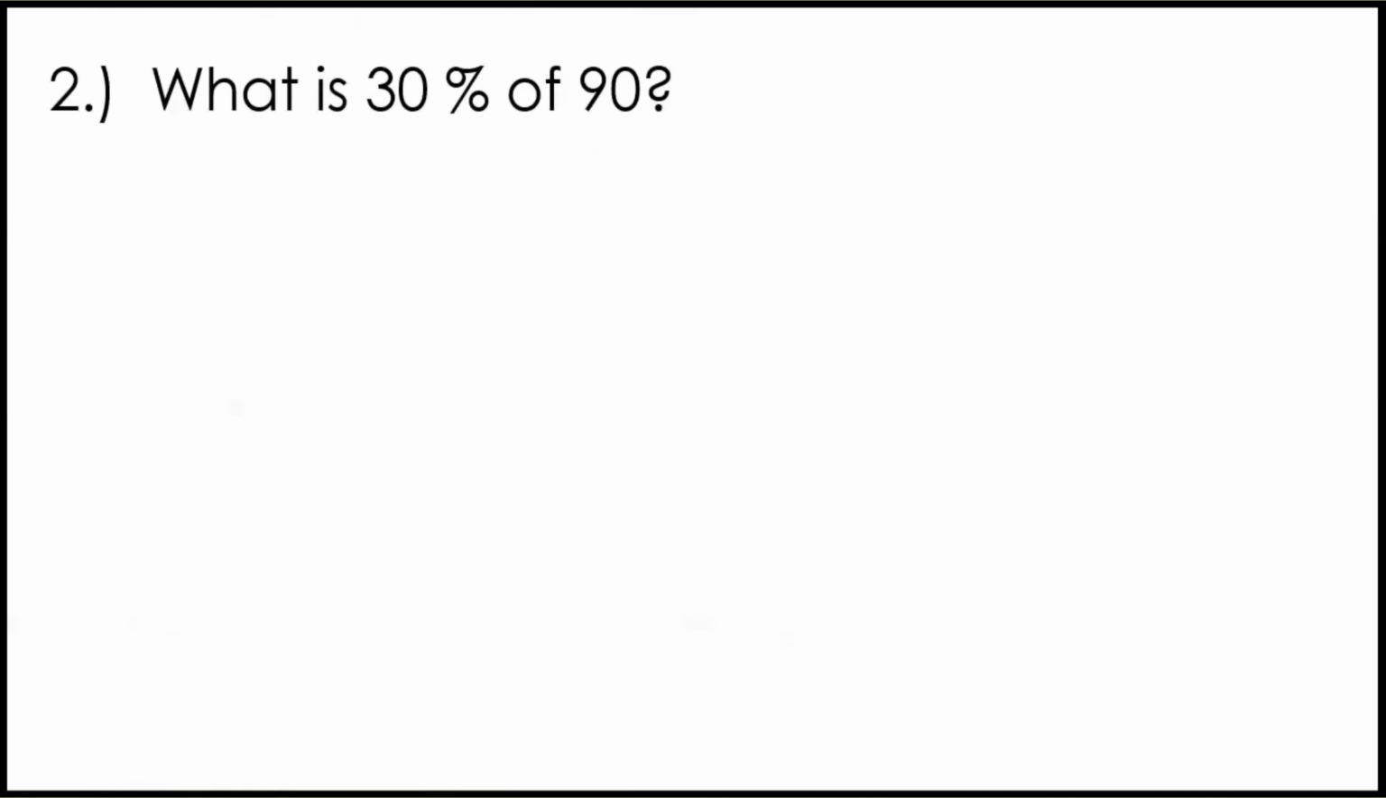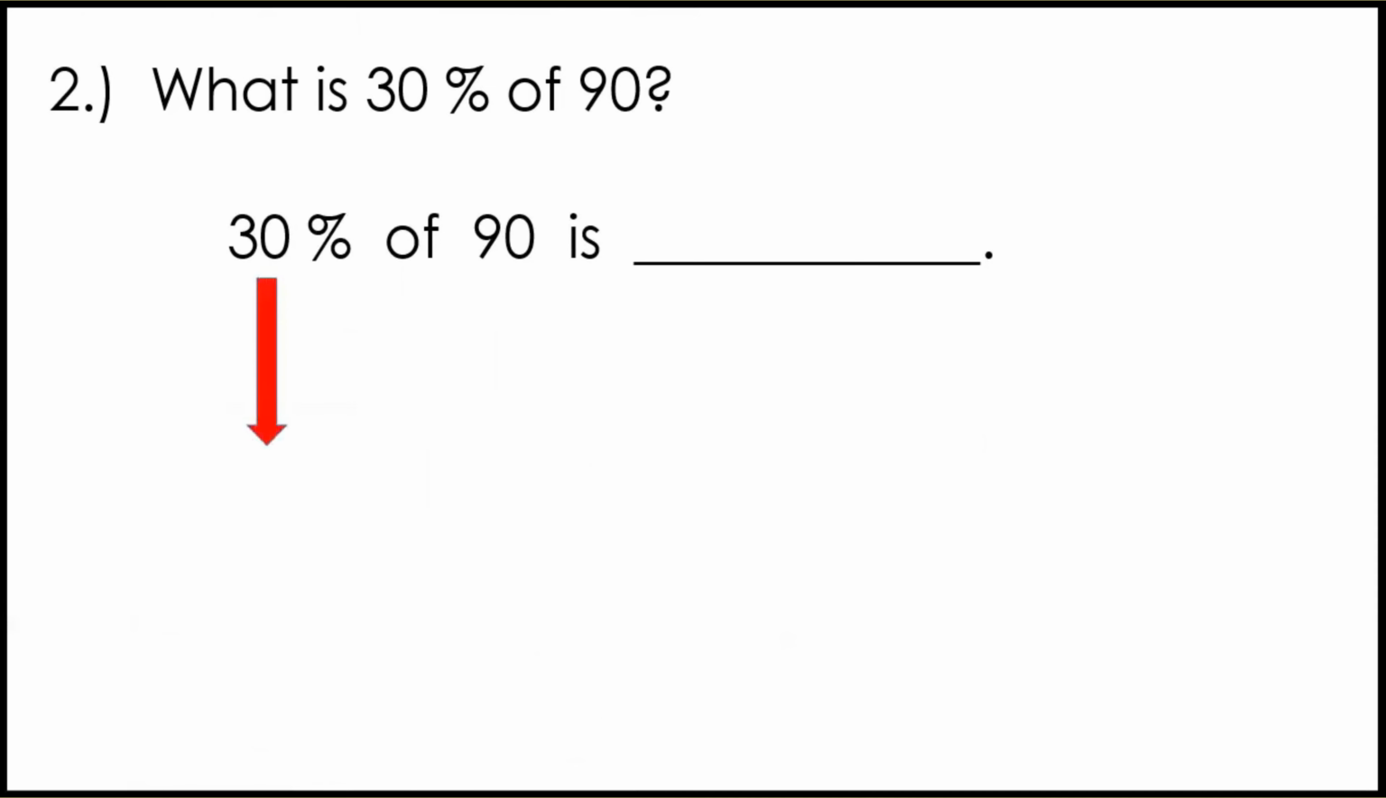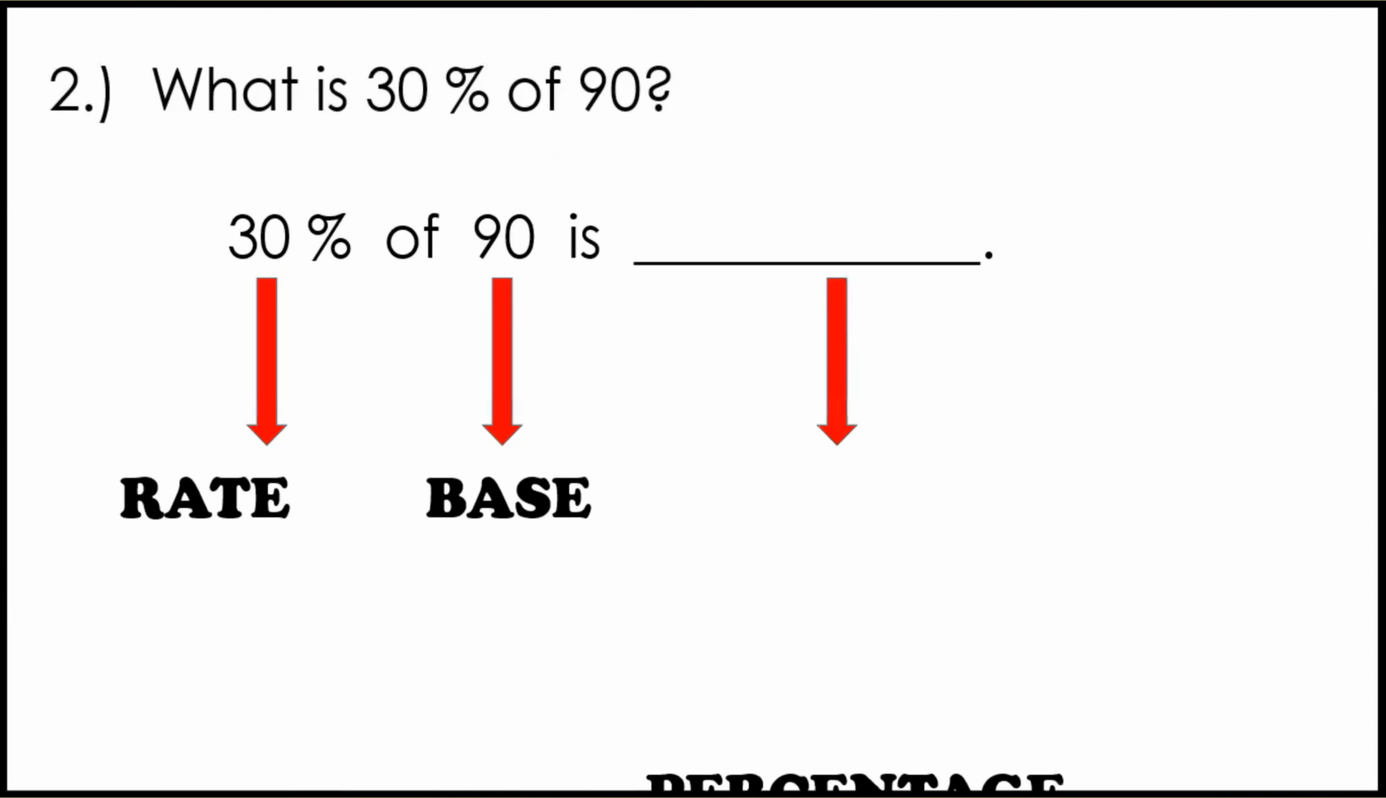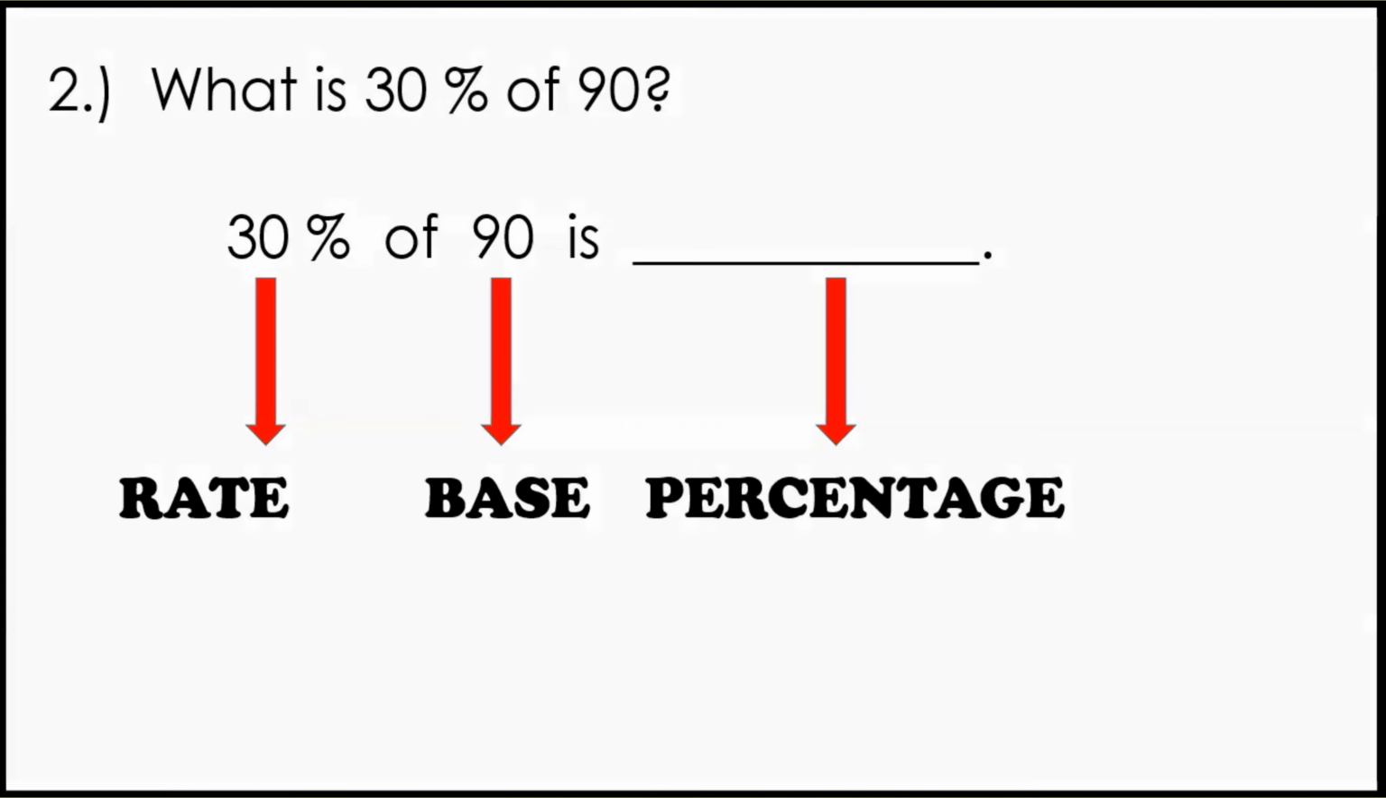Okay, problem number 2. What is 30% of 90? So, ngayon naman po, hahanapin natin kung ano yung 30% sa 90. Okay, so 30% out of 90 is blank. So, yun po yung unknown. Hahanapin po natin. 30%, yun po yung rate natin kasi yun po yung may sign na percent, no? So 30% rate, 90 is base. So hanapin ngayon natin yung percentage. Ayan, percentage ang hahanapin natin.